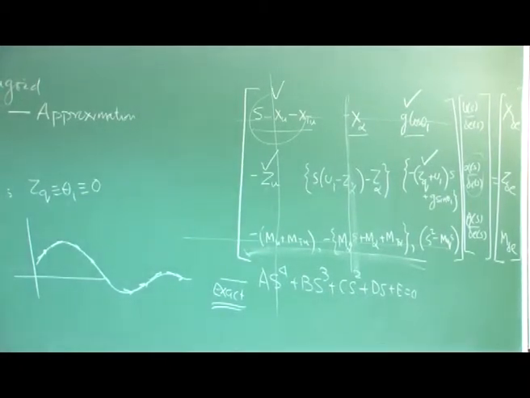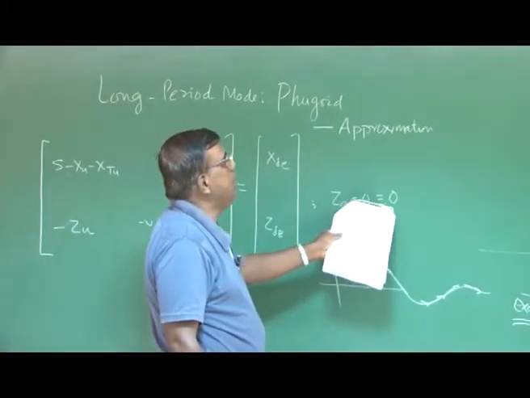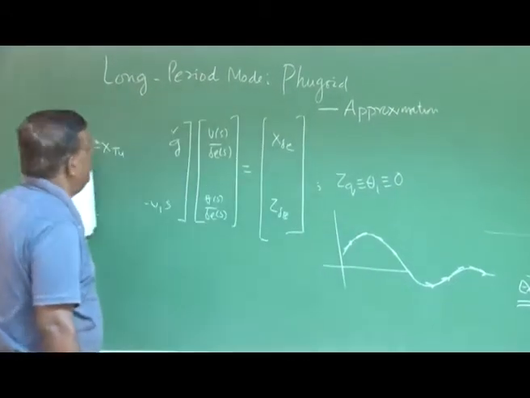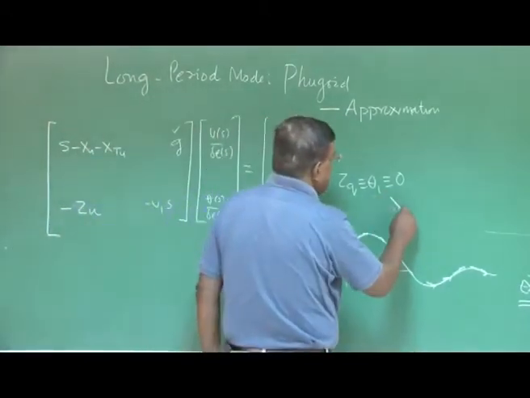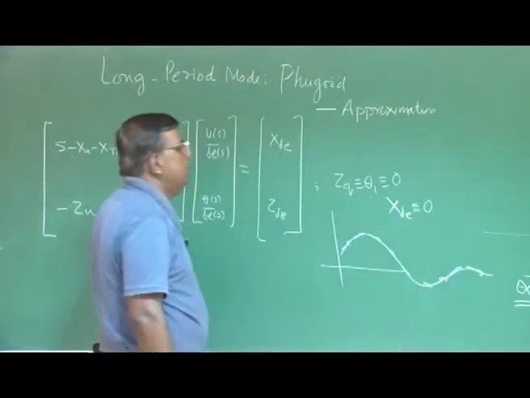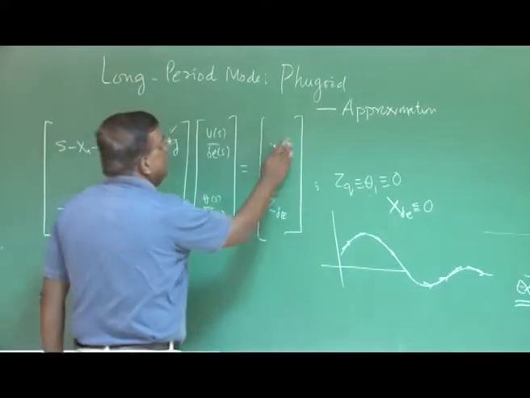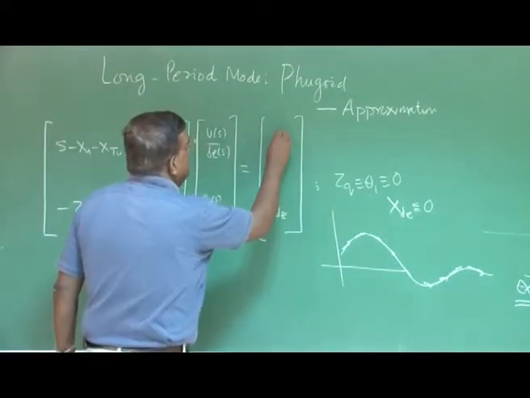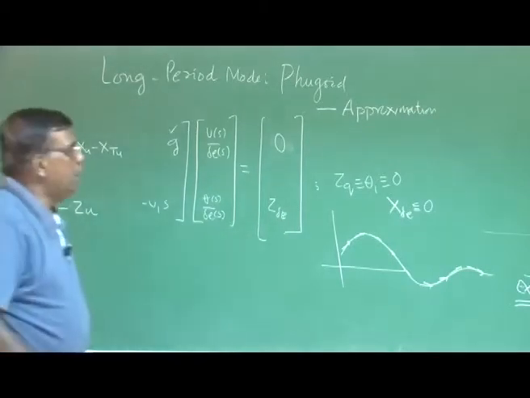Right. By doing this and putting additional conditions ZQ equal to theta 1 equal to 0, we get this simplified version. Also, we can do one thing in practice, X delta E, we can assume it is also negligible. So, X delta E equal to 0. So, I put it here 0. Please understand those approximations we are doing. Okay.